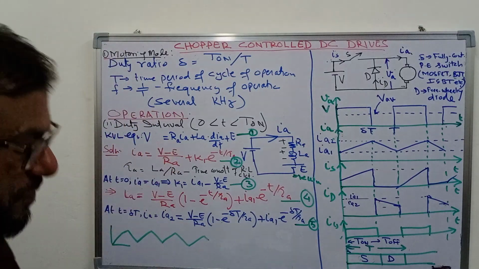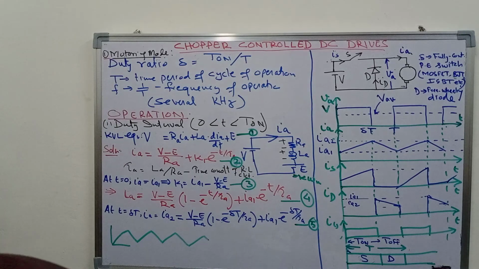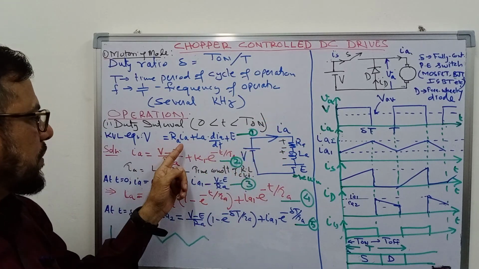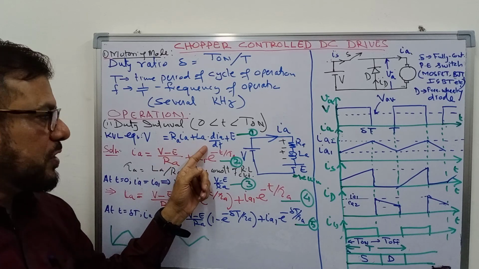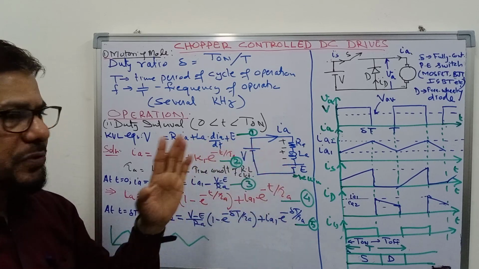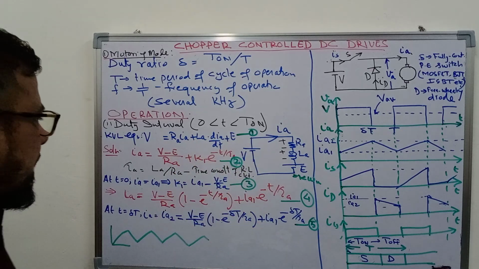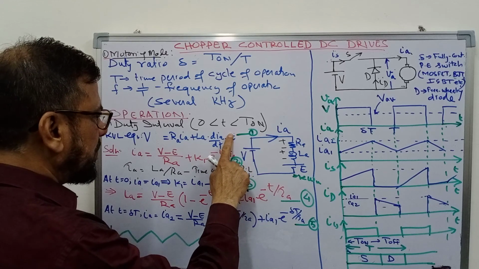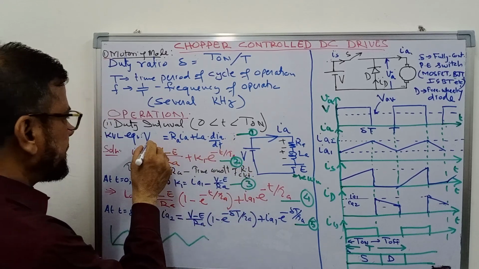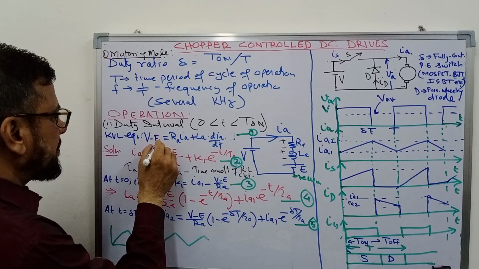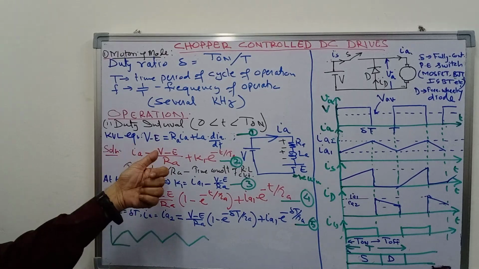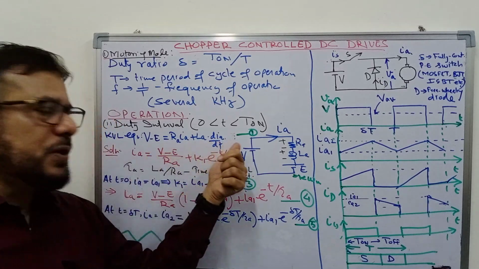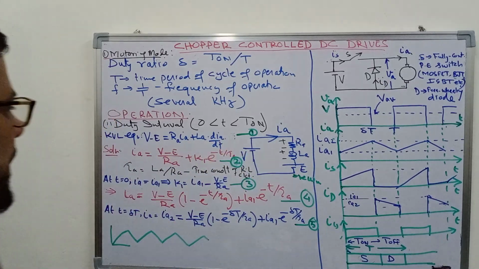So this is V equal to... apply KVL here, Kirchhoff's voltage law. So V will be equal to R A I A plus L A dI over dt plus the back EMF. So this is the KVL equation, and you can bring this term on the left hand side and write the equation like this: V minus E equals R A I A plus L A dI A over dt. So this equation you may call equation number 1.